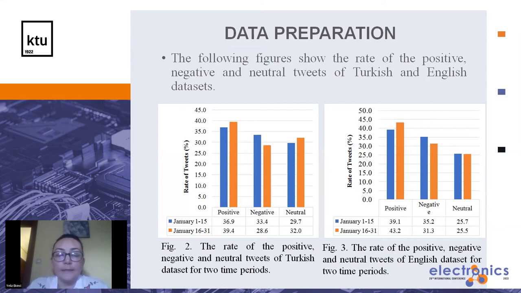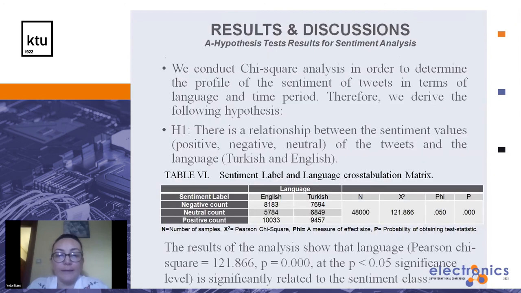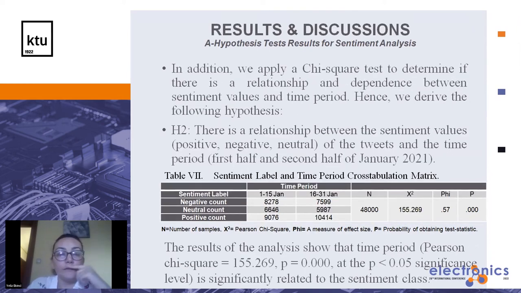So we can say that there is a difference between the Turkish and English sentiment values, let's say, in January of 2021. So Turkish people are more negative and English, the rest of the world, is more positive, in fact, because the percentages are higher in the English data set. And that is significant when we test it with chi-square analysis. But here we can see that the hypothesis is rejected.